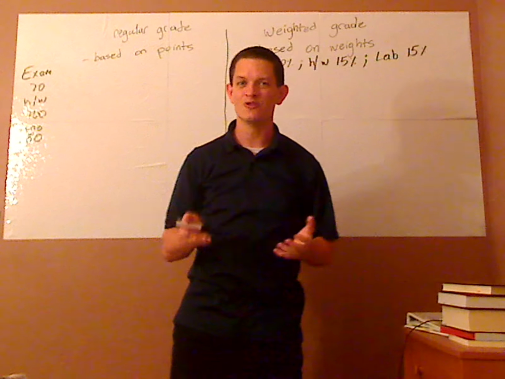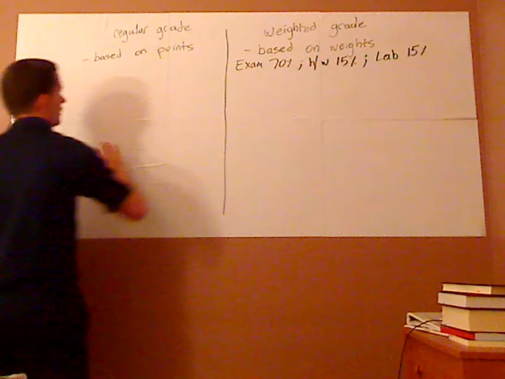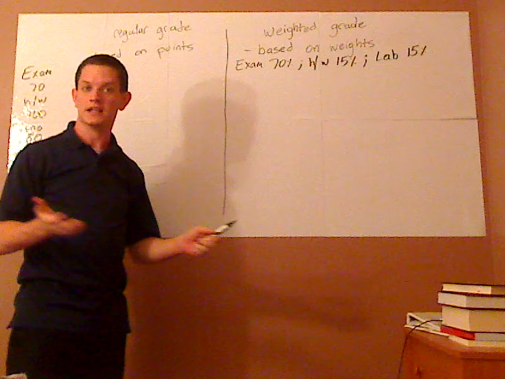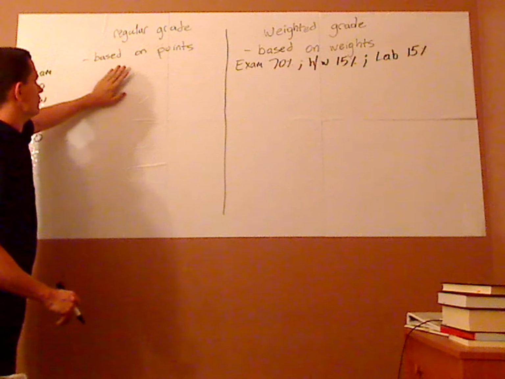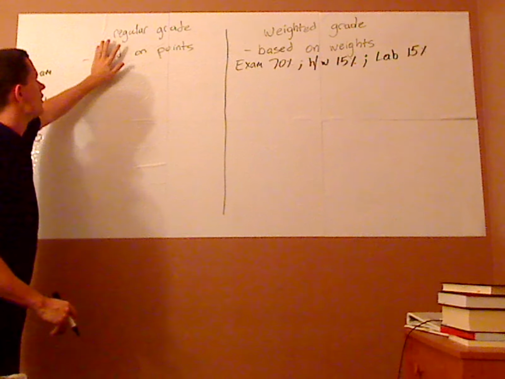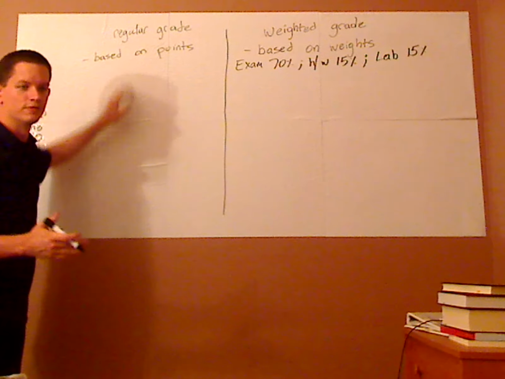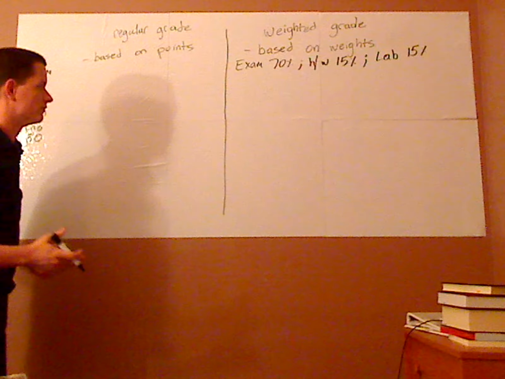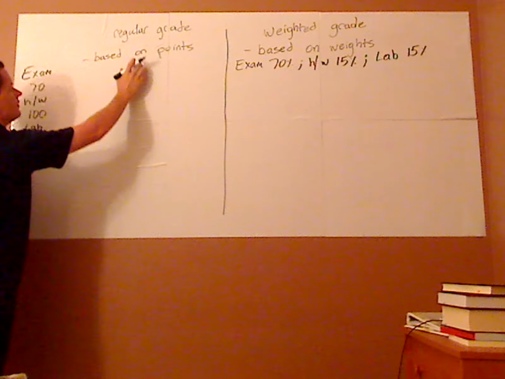So, how would you calculate each one? Well, and are they the same? Am I going to get the same result? So, let me show you an example of each using the same grades. So a regular grade based upon points. So if your teacher uses a point system as opposed to what I use, a weighted grade.